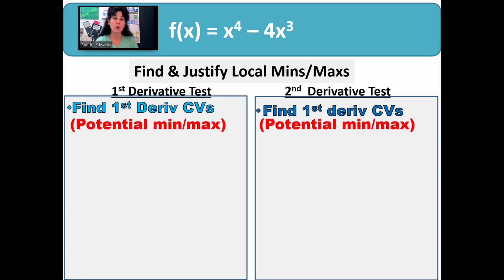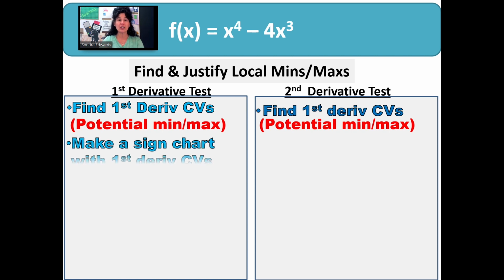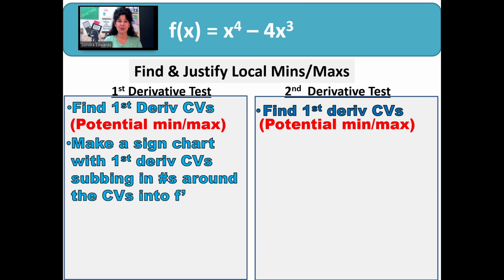The reason why we find those first derivative critical values is that they are possible or potential local minimums and maximums. Now, after we've found those first derivative critical values, what we do with them changes based on which test we end up using. So let's start with the first derivative test. What you're going to do with those first derivative critical values, again, the numbers that make the first derivative equal 0 or undefined, is put them on a number line to create a sign chart.